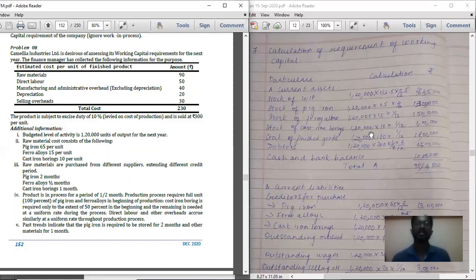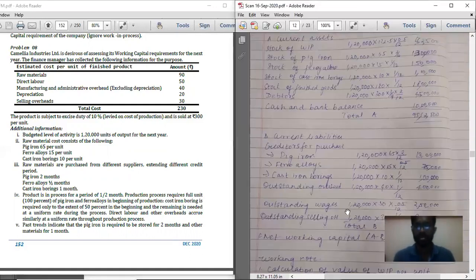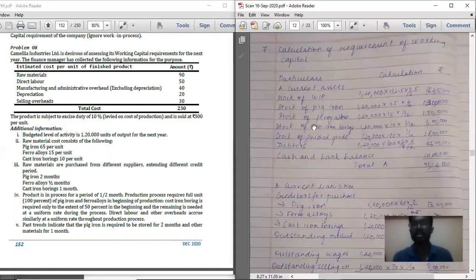In current assets, they have segregated stocks into work in progress, pig iron, ferroalloys, cast borings, then finished goods. So these are the 5 types of closing stock which we should calculate. First we will calculate the cost of work in progress. For calculating stock of work in progress, first we need to calculate what is work in progress per unit.